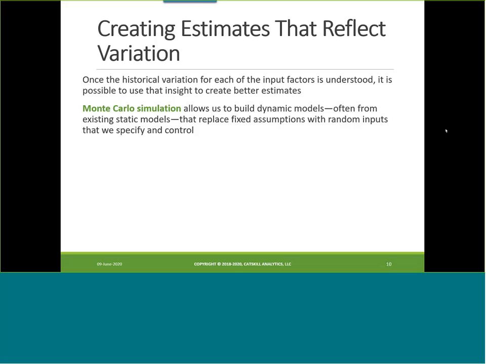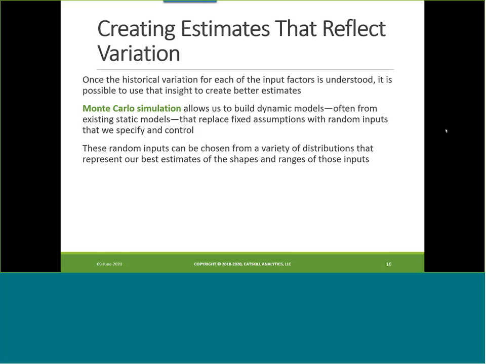In fact, more times than not when I've done this with new groups, we start with their spreadsheet models. And we make them dynamic. And we replace fixed assumptions with random inputs that we can specify and control. These can be chosen from a variety of distributions that represent our best estimates of the shapes and ranges of those inputs.